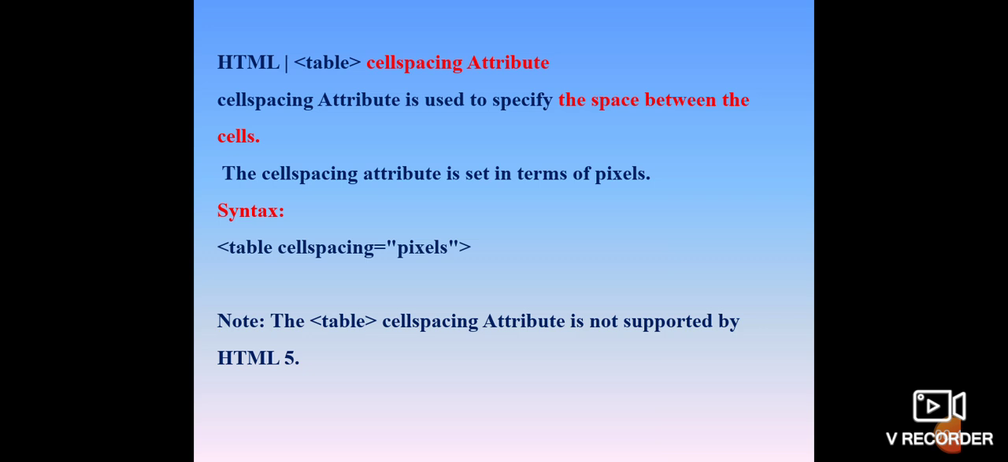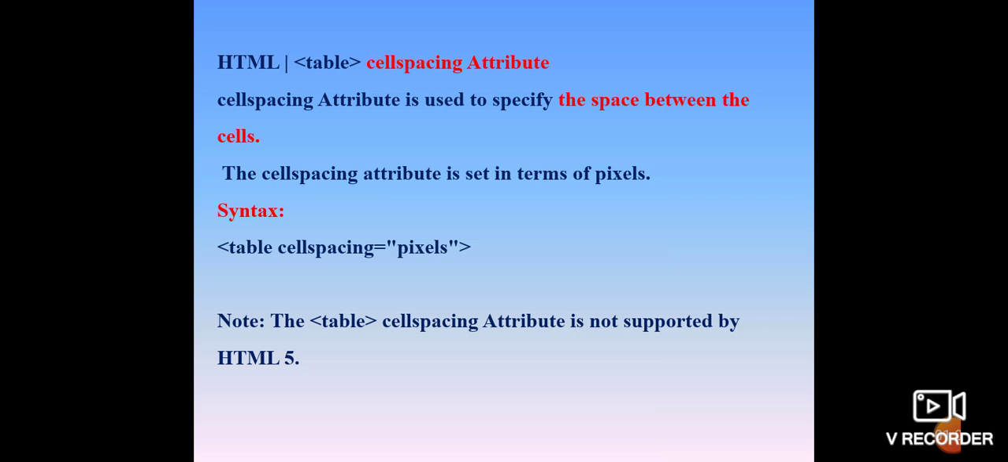So we must know what is a table. A table is a collection of rows and columns. We know that in HTML we can create our own table. Now what is special about this cell spacing attribute? The cell spacing attribute is used to specify the space between the cells.